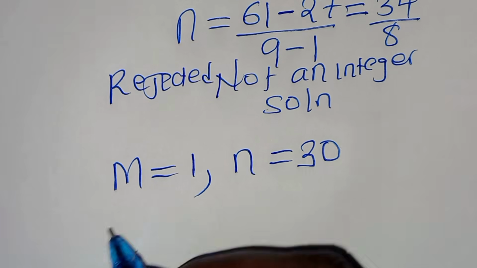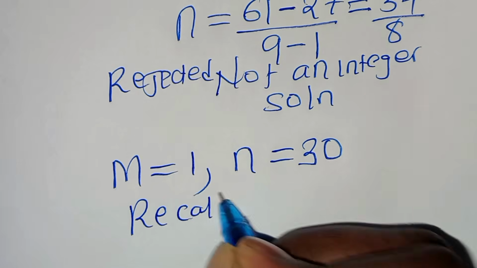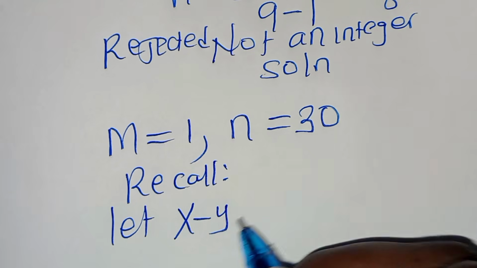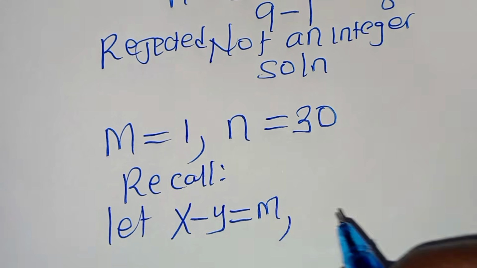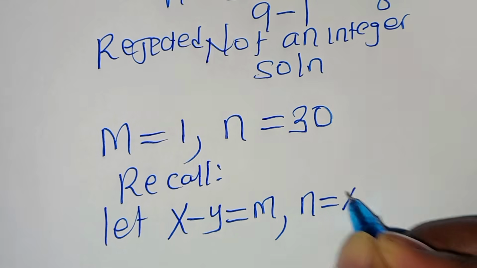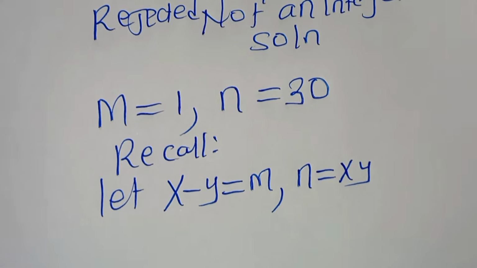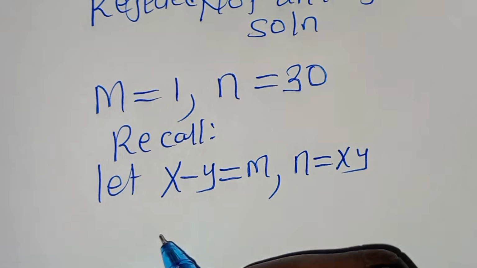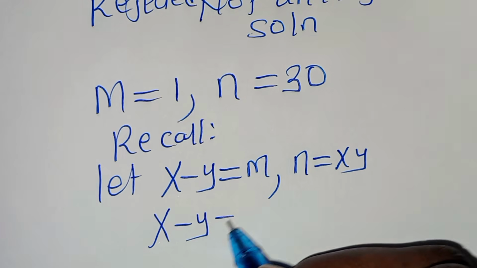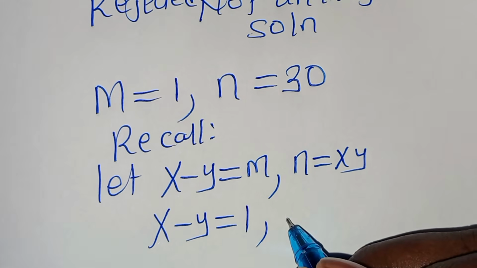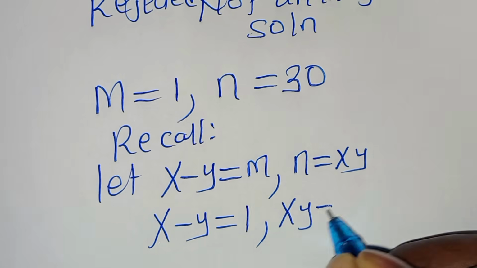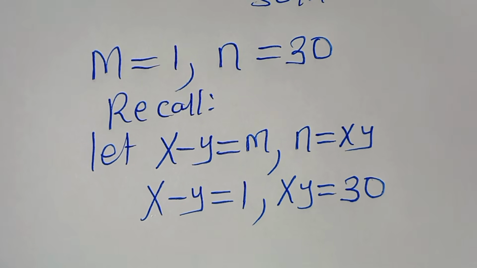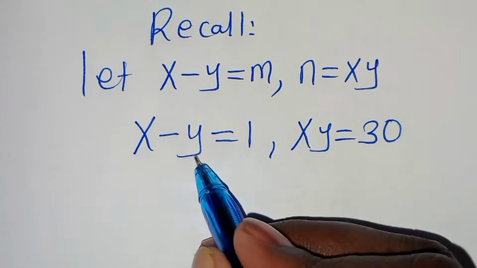Now, if you recall, we let x minus y be equal to m and n be equal to x times y. So we have the value of m equal to 1 and n equal to 30. So x minus y is equal to 1, and x times y is equal to 30. Now we have x minus y equal to 1.